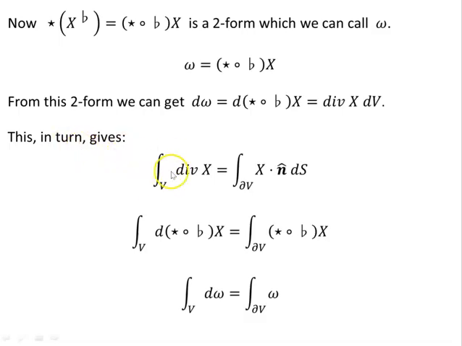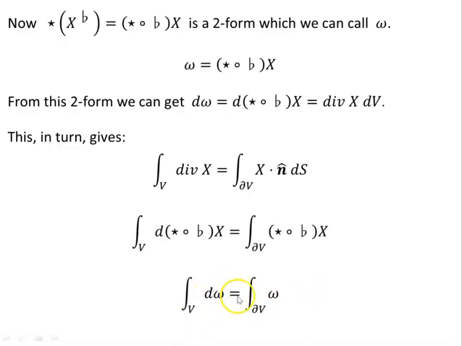Now this in turn gives the integral over V of div X is the integral of X dot n dS over the boundary, partial V, and that's the same as d, the exterior derivative acting on the composition of the Hodge dual with the flat operator acting on X. On the right hand side, that's the Hodge dual composed with the flat operator acting on X, which is just Stokes theorem in differential form expression.